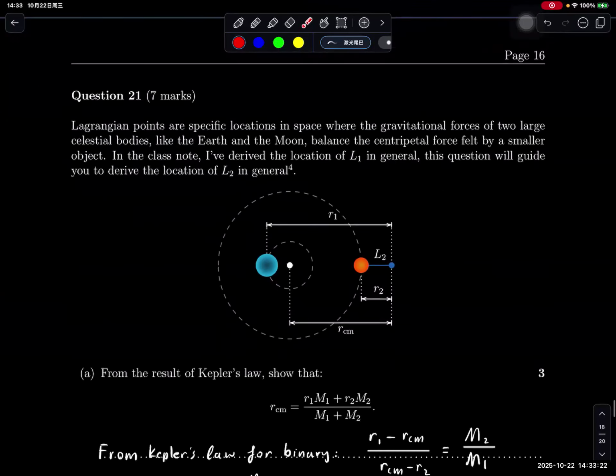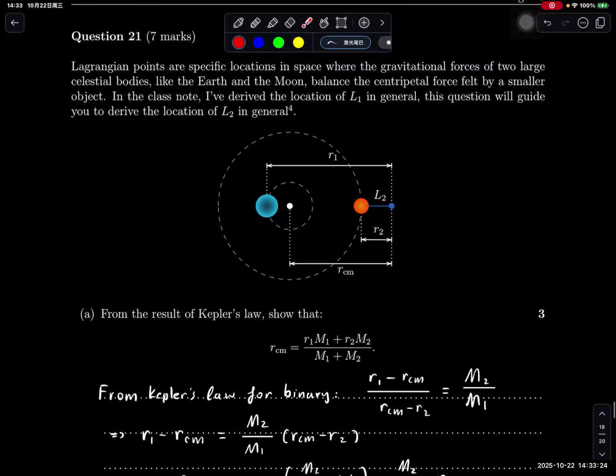Question 21 involves deriving the position of L2. In the extension material, I have shown the derivation fully for L1, which is the one in between. L2 is derived in a very similar manner, except you have to flip a sign somewhere. From Kepler's law, you can derive this equation. If you have very good intuition, this is called the center of mass.